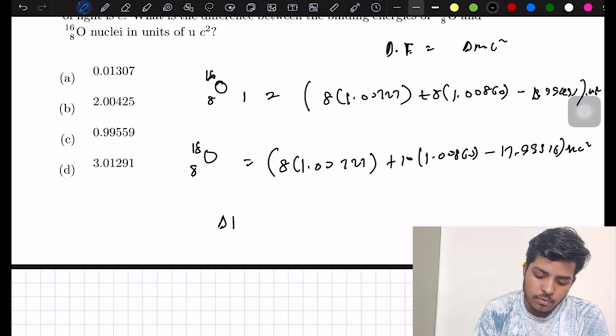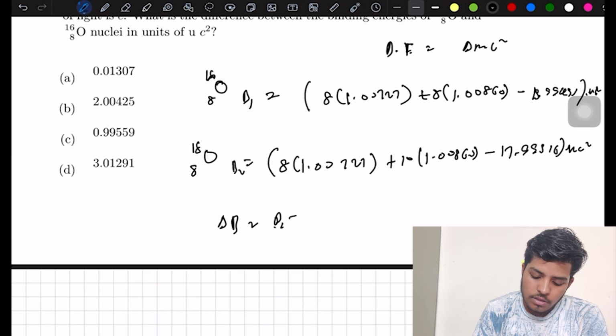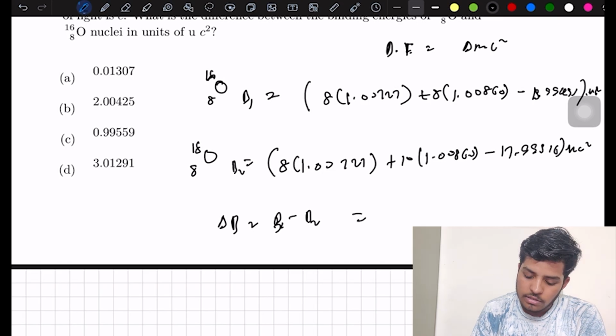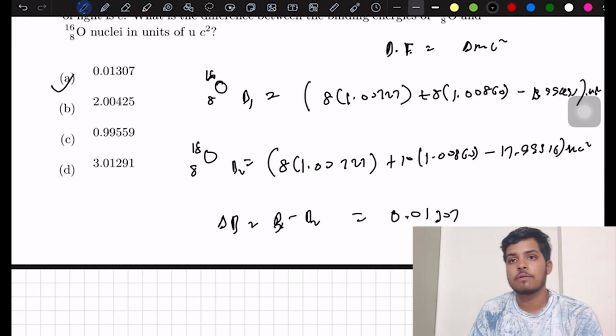And when you solve this, you will get the delta binding. This is B1, this is B2. Delta binding energy equals B1 minus B2, and you will get the answer to be 0.01307, and so option A will be correct.